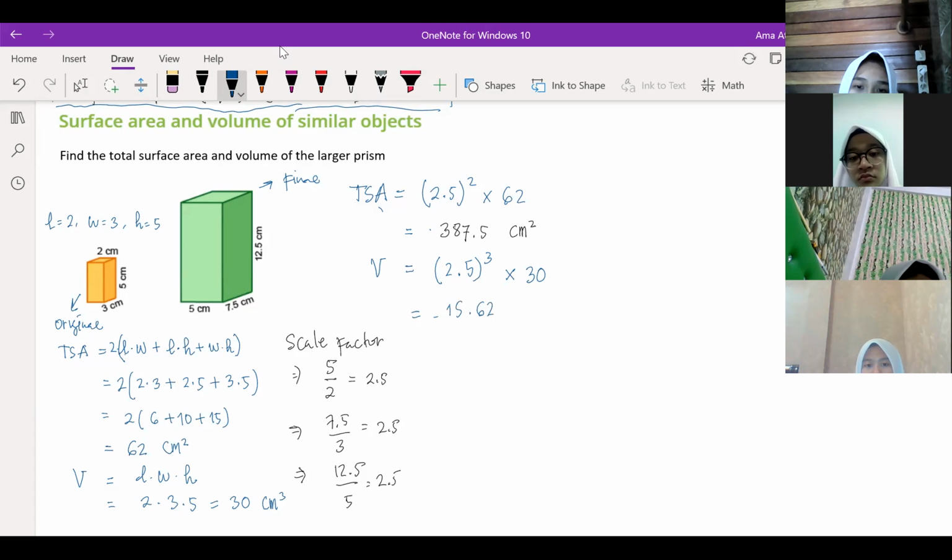15.625. We don't say 625 after the decimal point, but we say 625. 15.625 multiplied by 30. So how much is this? It is 468.75 cubic centimeters.